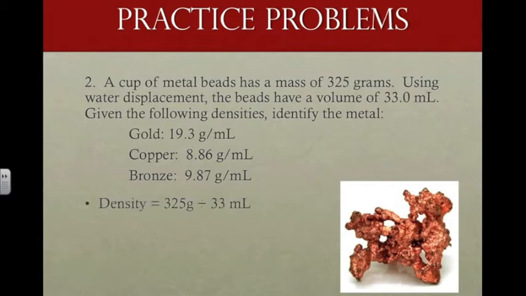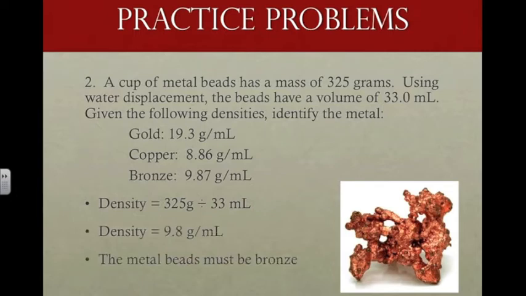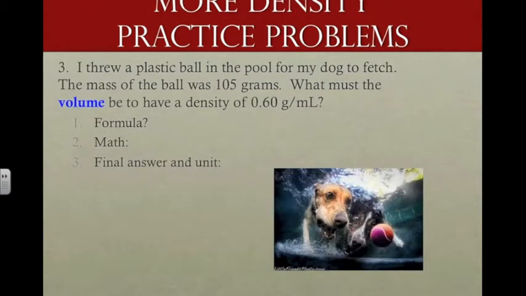Okay, so to solve this problem, again, you would just sub in the information that's been given to you into the formula, and that would be 325 grams divided by 33 milliliters, which would give you an answer of 9.8 grams per milliliter. Okay, and looking at the information given to you, that density is closest to bronze, and therefore the metal beads must be bronze.